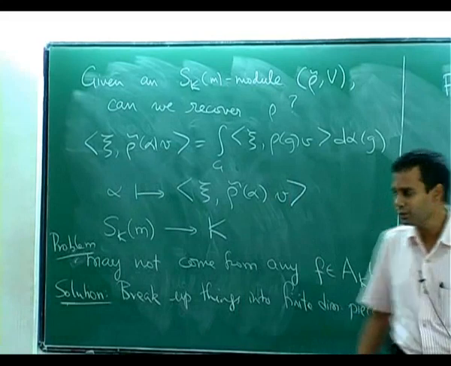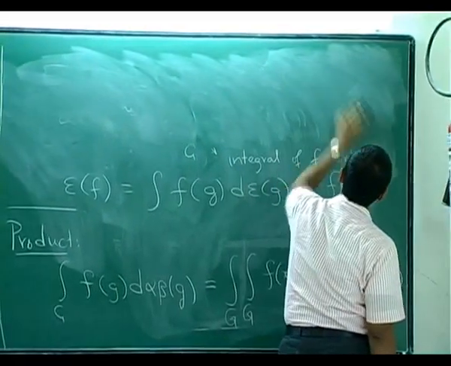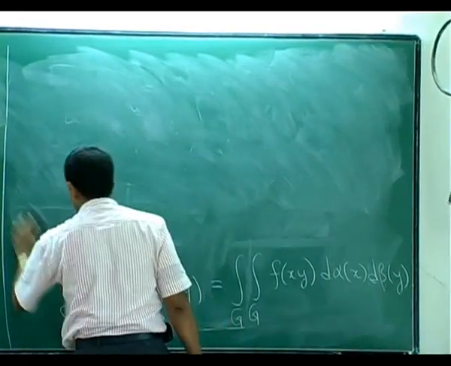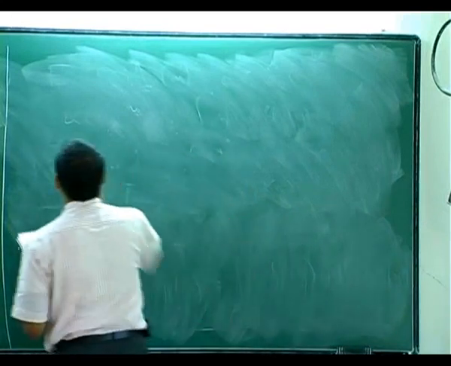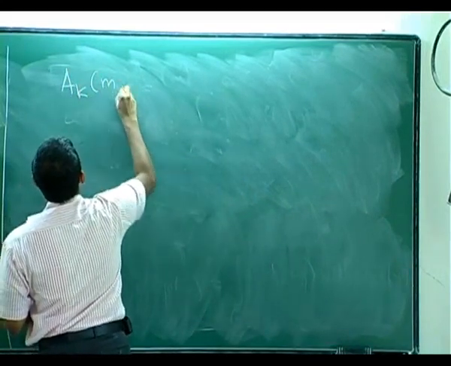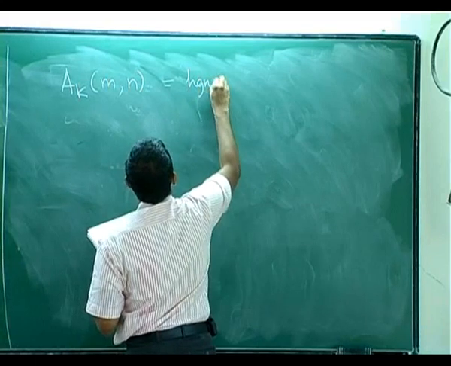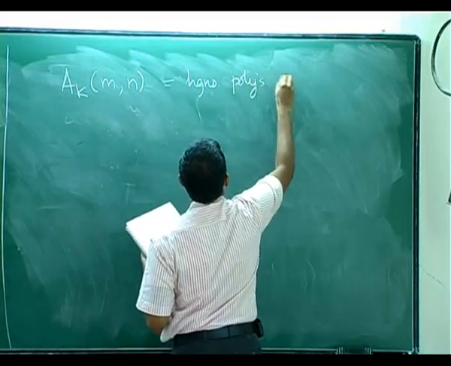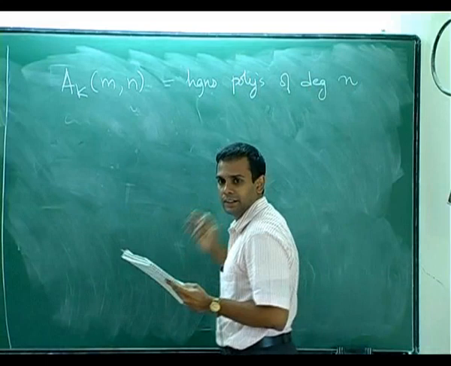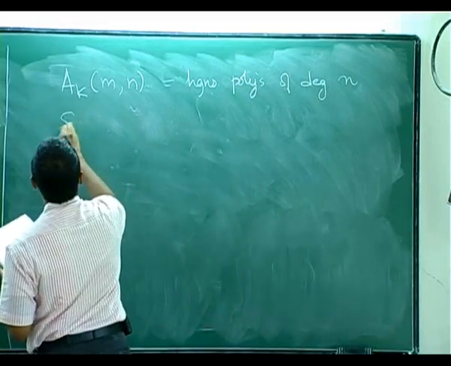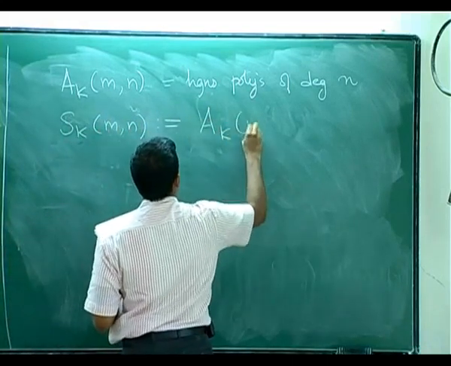The most natural way to do that is to take the polynomials AKM and write them as sums of their homogeneous components. AKMN, let this be the homogeneous polynomials of degree n. N could be any non-negative integer, and I'll define SKMN to be the dual of AKMN.